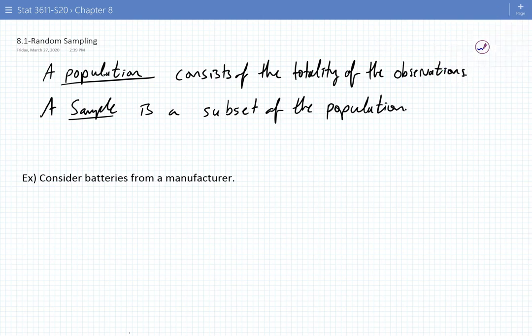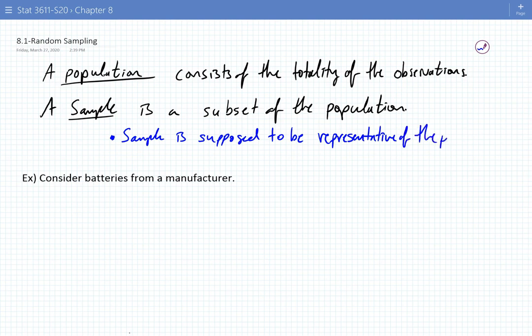And if we're going to do any sort of statistical inference, the sample is supposed to be representative of the population, ideally.